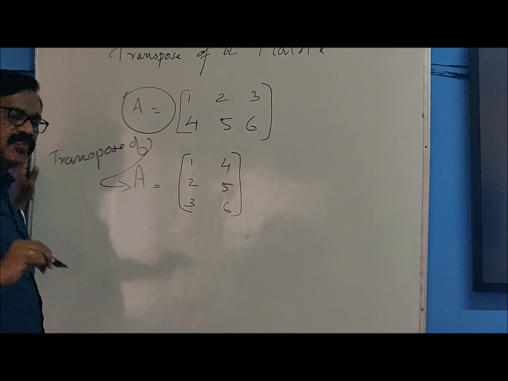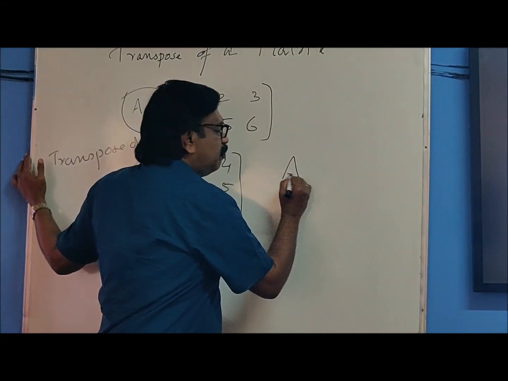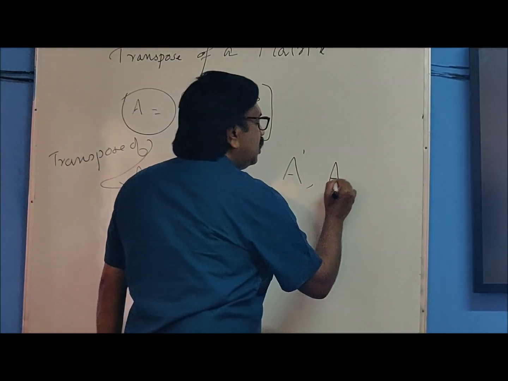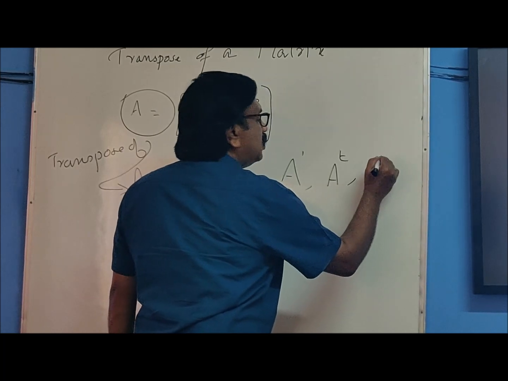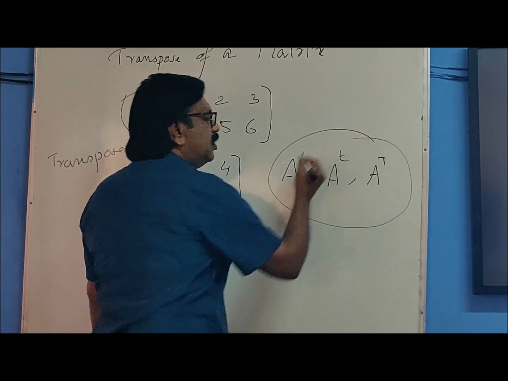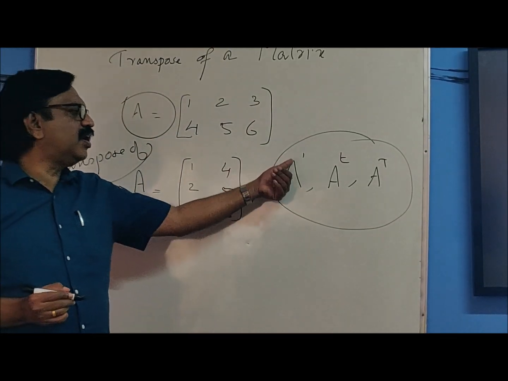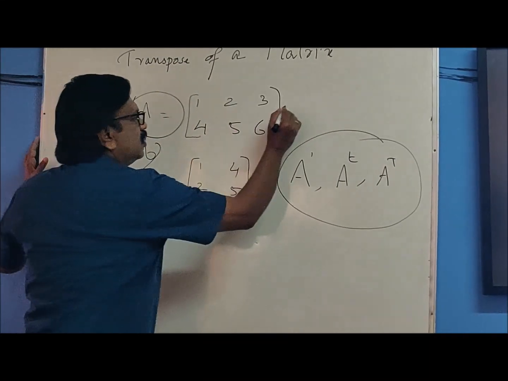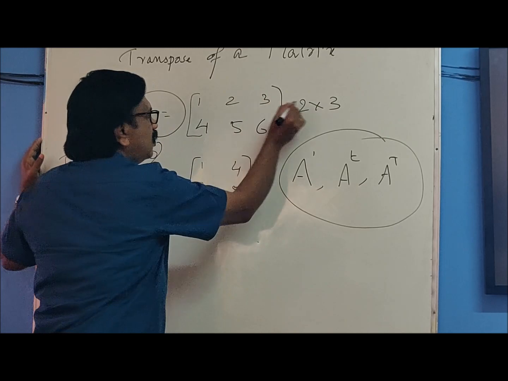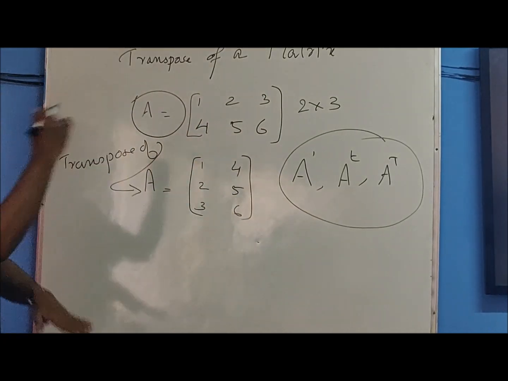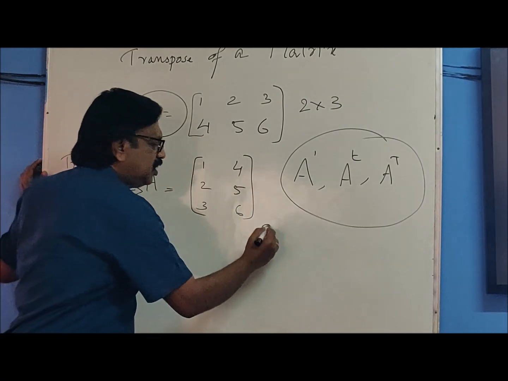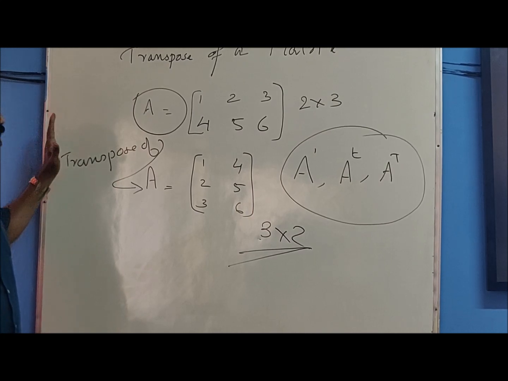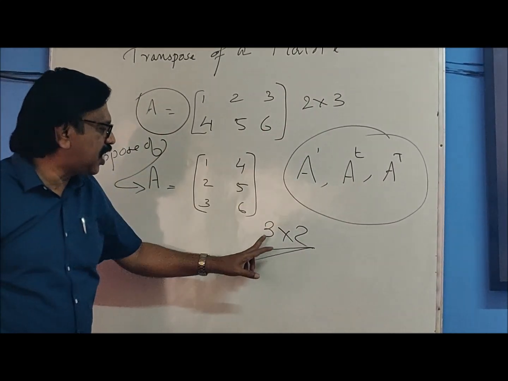Now, the transpose of the given matrix A is denoted by, in some texts, A dash, sometimes A T, small t, sometimes A T. All these symbols, whenever you are seeing matrix theory, mean the transpose of the given matrix. What is the order of this matrix? 2 by 3, 2 rows and 3 columns. If we interchange, the order will change. That is 3 by 2. Therefore, if A is a 2 by 3 matrix, then A transpose will be 3 by 2.